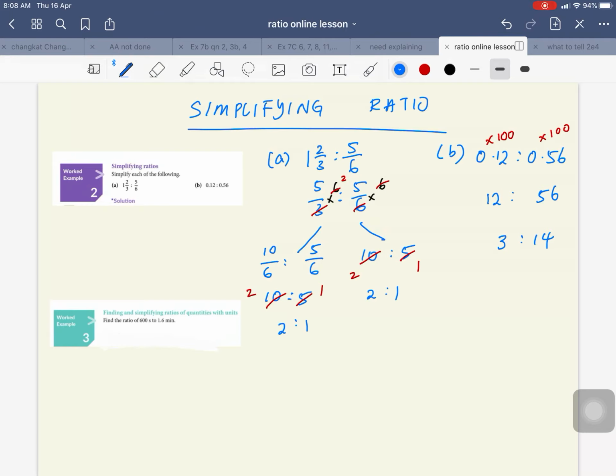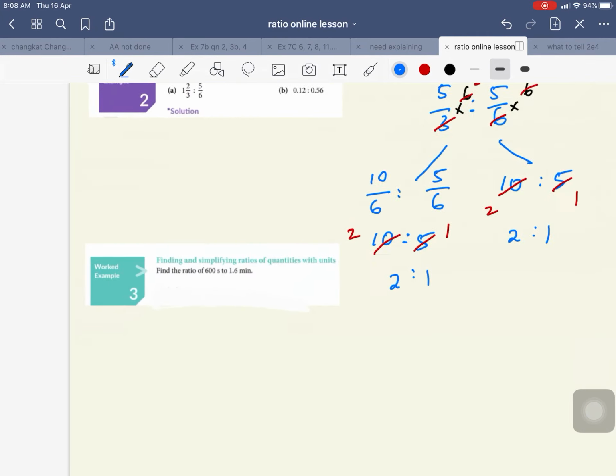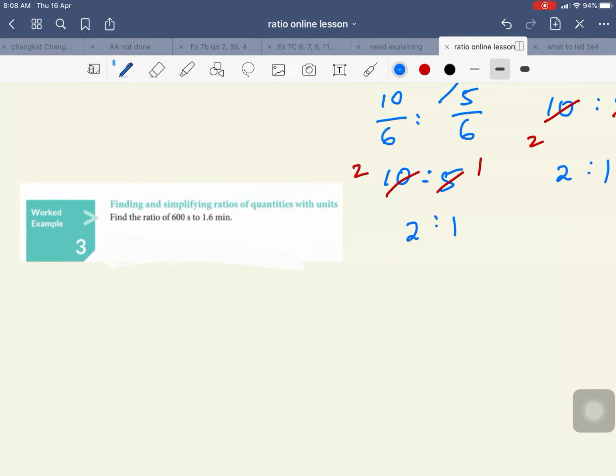Now, the third type of ratio that you simplify will be ratio with units. For example 3, the units that you see are seconds and minutes. So what you need to do is to convert 1.6 minutes to seconds. So you multiply by 60. And you have 96 seconds. Now I have 600 is to 96.